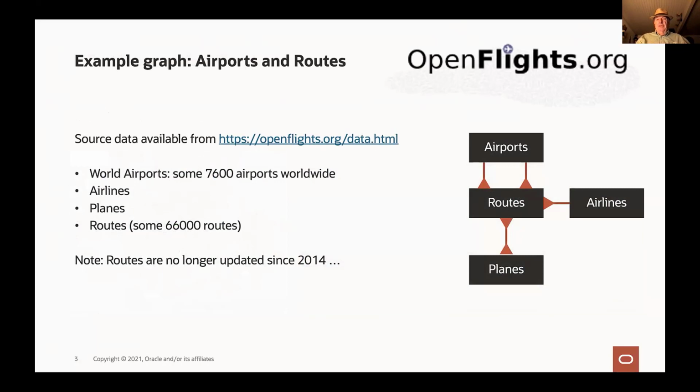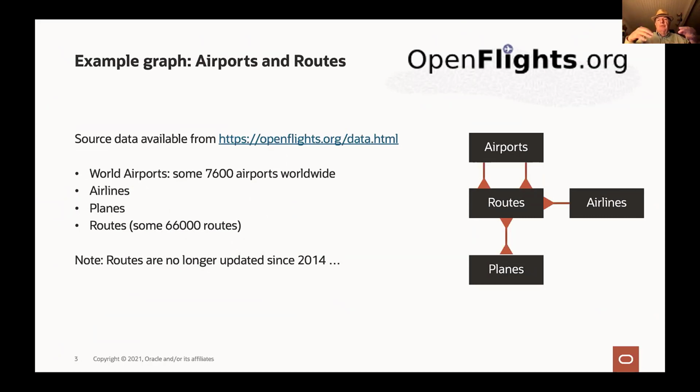Now, the data I'm using here has nothing to do with fraud detection or anything like that. It's much more mundane. It's about airports and routes, flights and airlines. The data I'm using is publicly available. It's from this website, openflights.org. You can download it. It has some 7,000 airports worldwide, 60,000 routes. Now, routes here are connections from one airport to another, operated by one particular airline.